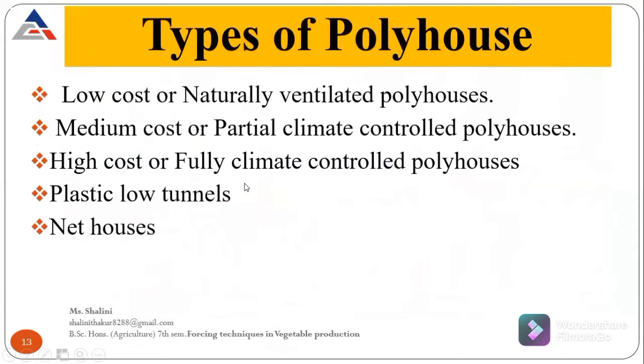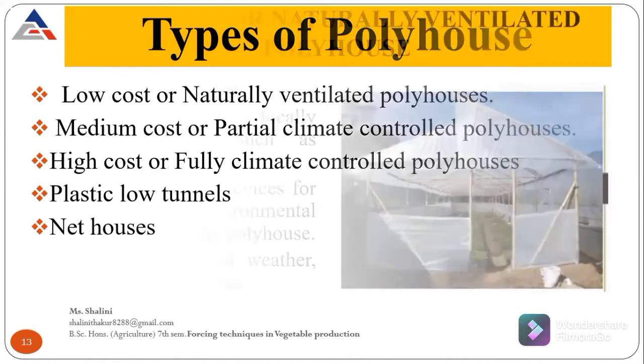Next is the types of polyhouses based on ventilation. They are divided into three based on ventilation. One is low cost or natural ventilated polyhouse. Second is medium cost and partial climate control polyhouse. And third is high cost or fully climate control polyhouse. Then plastic low tunnels and net houses.